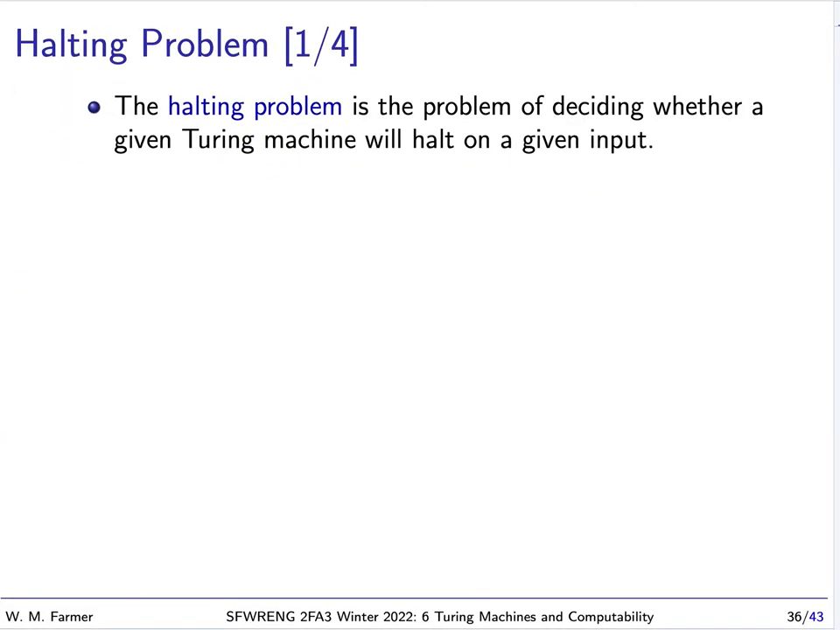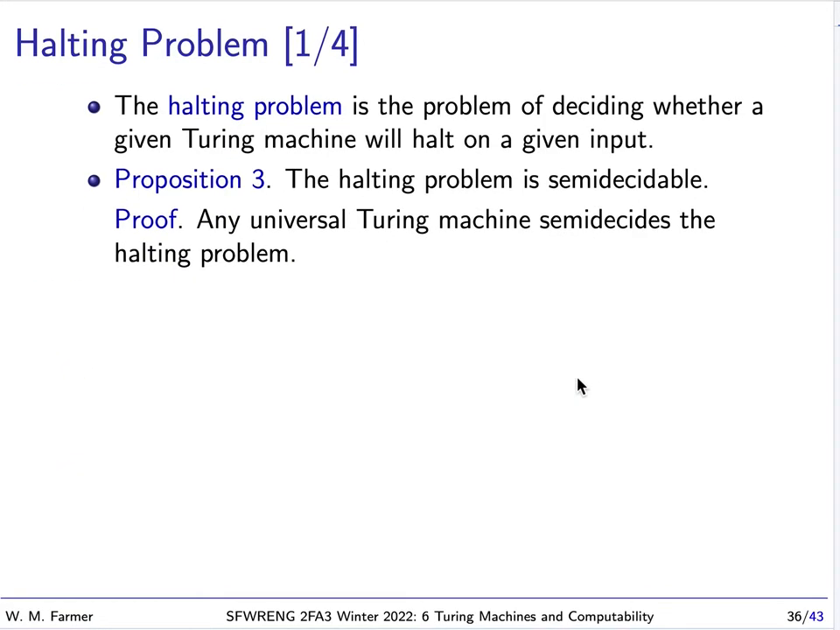So the halting problem is the problem of deciding whether a given Turing machine, let's say M, halts on a given input, let's say X. Now, the halting problem is semi-decidable. That means we can construct a Turing machine that will semi-decide when the Turing machine halts on the input. It won't necessarily be able to decide whether the Turing machine will not halt on an input.